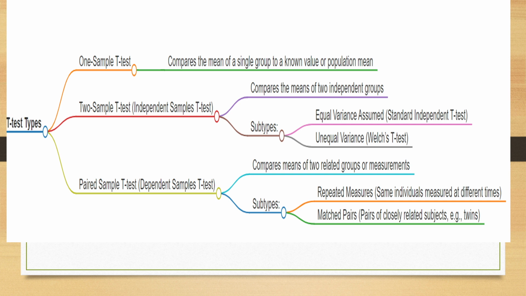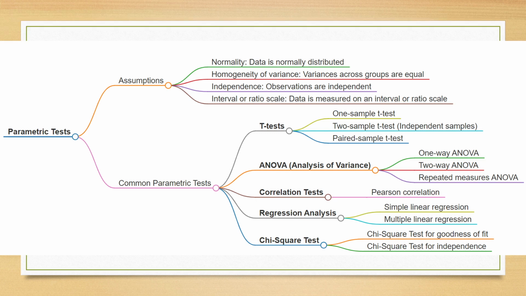So we will see this later on stage. Now then, the parametric test. When we go for this parametric test, we have to fulfill some assumptions. The normality: data are normally distributed. When you are going to collect data, they should be normally distributed, and there should be homogeneity of variance, which should be equal across the groups, and independence: observations are independent, and interval ratio scale.